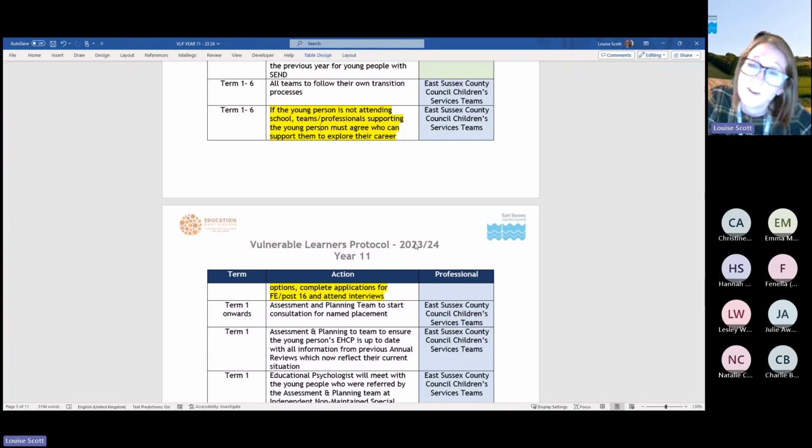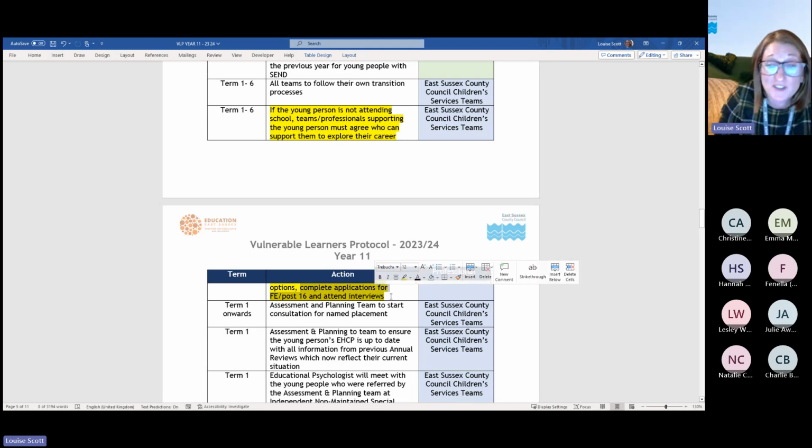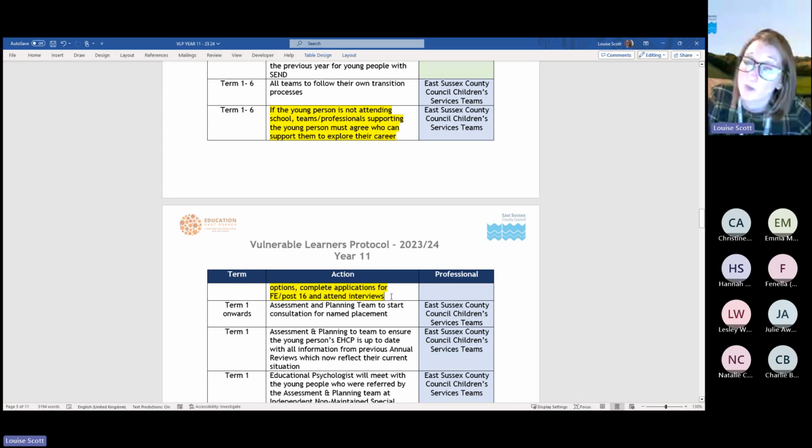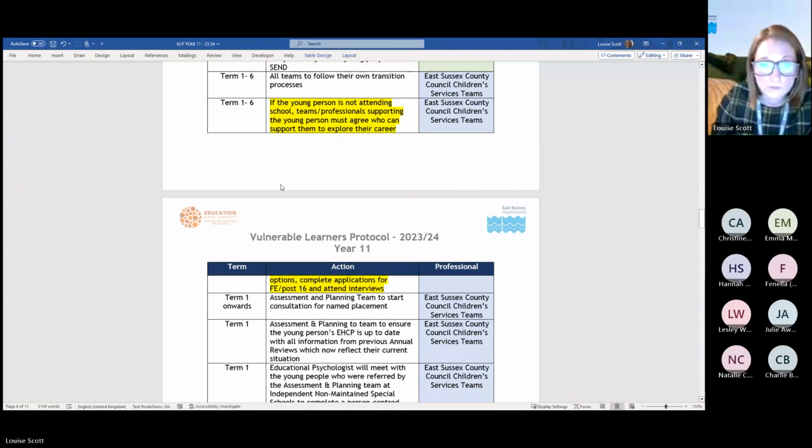So if you're a professional working with this young person in year 11, it is really important to have that conversation with the school to find out who is supporting with that. Is that you? Is that somebody in the school setting? And is it somebody else? And also it might be a reminder that you need to link in with the further education provider to talk about this, completing the applications and or attending interviews with them as well.